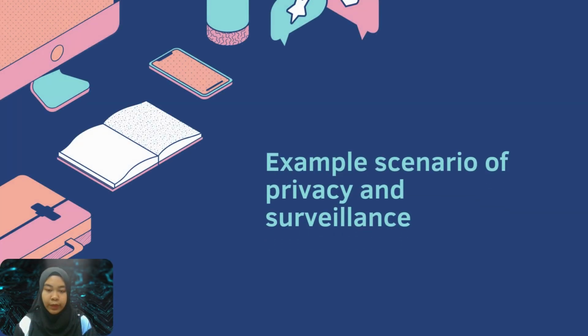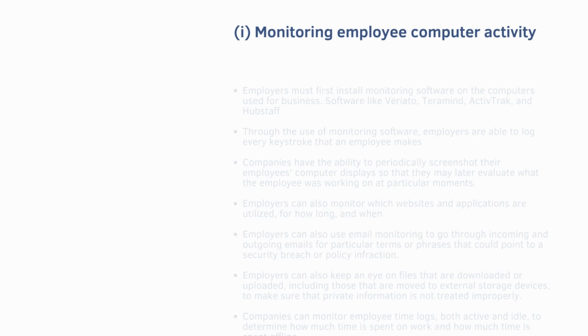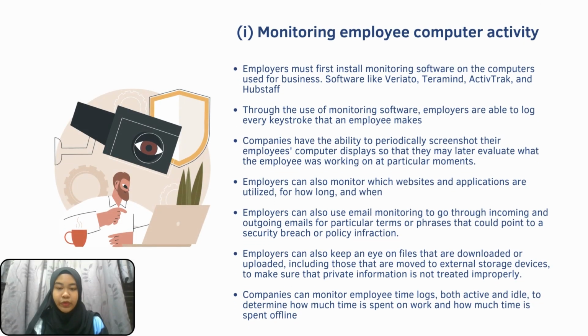Next, we move to example scenarios of privacy and surveillance. The first one is monitoring employee computer activity. Employers must first install monitoring software on the computers used for business. Software like Pareto, Terramine, ActiveTrack, and HubStaff.